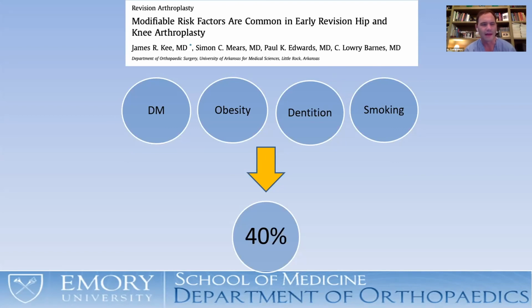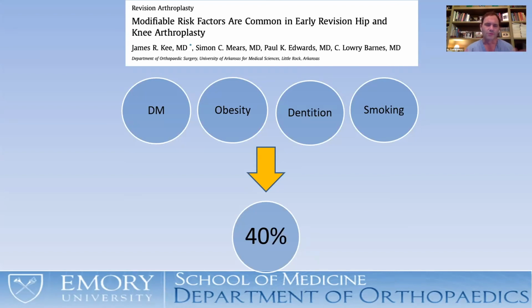And they did an analysis of those patients and looked at their candidacy for surgery, specifically looking at 4 disease processes: uncontrolled diabetes, and they defined that as a hemoglobin A1C greater than 8. They defined obesity as a BMI greater than 40. They defined poor dentition as someone who has not been seen by a dentist within a year, or who had obvious dental decay, and then folks that were actively smoking at the time of their revision surgery.